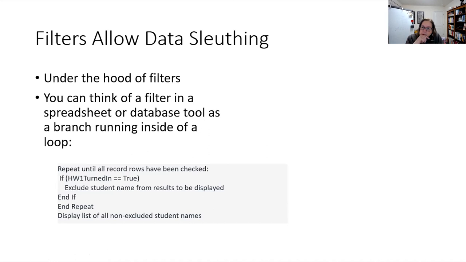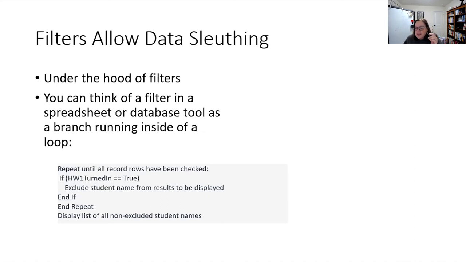Let's talk about filters. Honestly, if you like solving puzzles, you would love a career in data and data analysis. Filters, let's look under the hood and make a connection to programming.